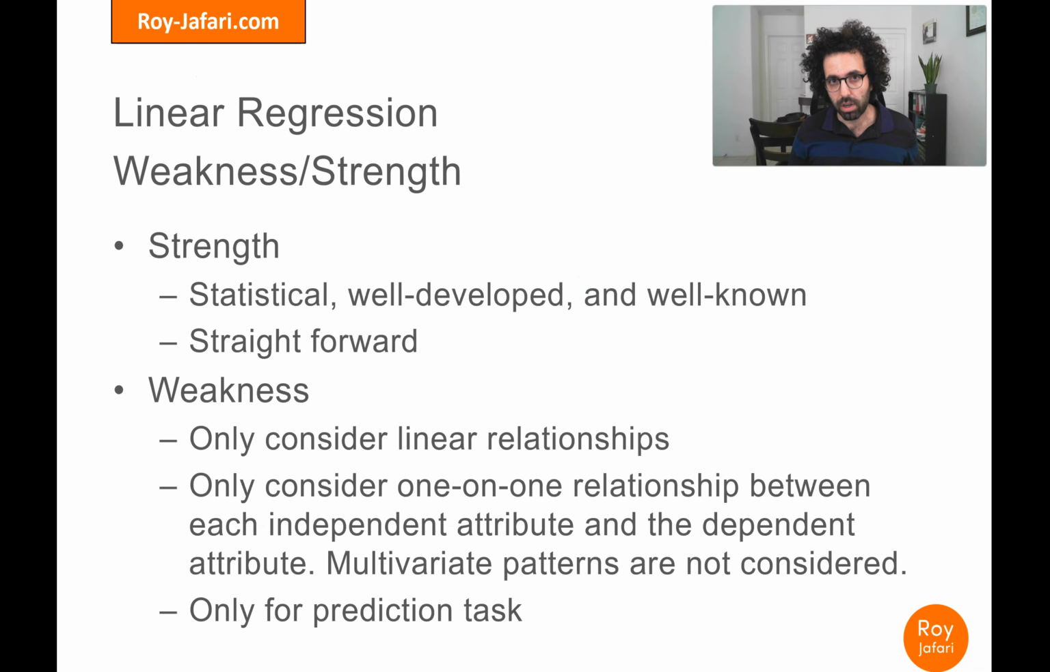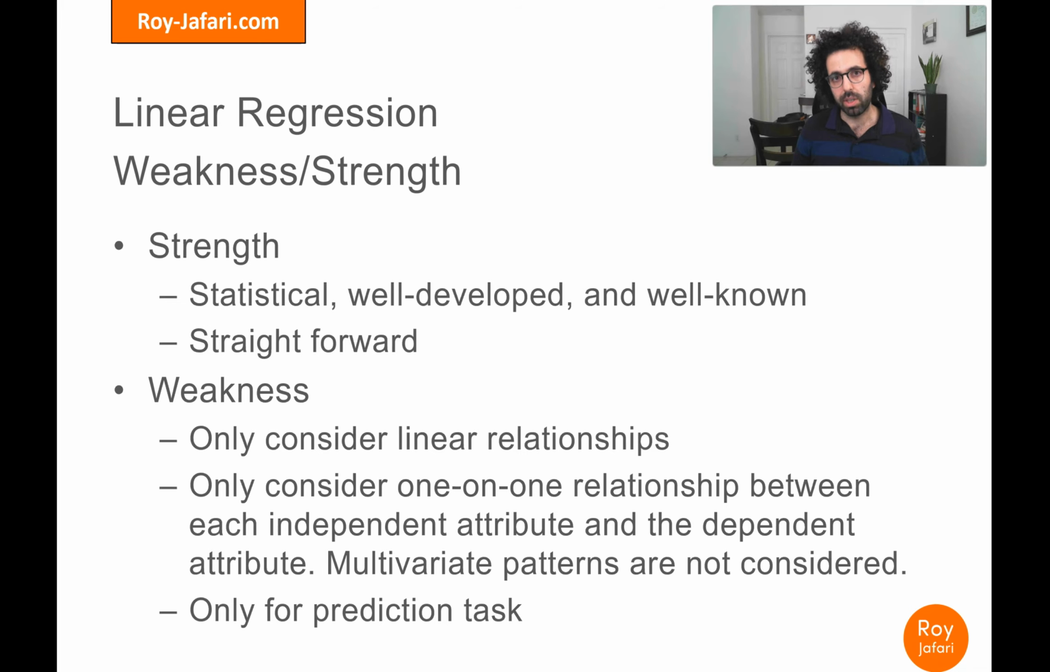So next, let's talk a little bit about the strengths and the weaknesses of linear regression as a dimension reduction method. Of course, the strength is that it's statistical, well developed, well known, and very important. If a method is well known, it's an easier way to sell your result. I mean, everyone knows what regression is. There is a lot of research behind it, so it's much easier to say, okay, this result comes from a very well developed and well respected method. And it's also very straightforward. It tells you to either use an independent attribute or not to use the independent attribute.